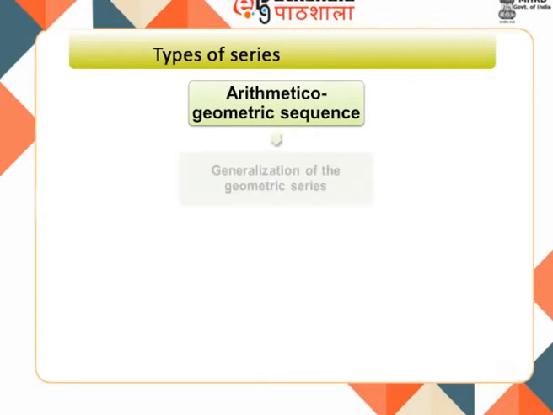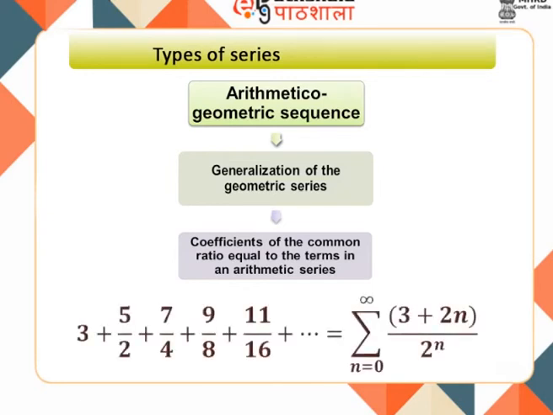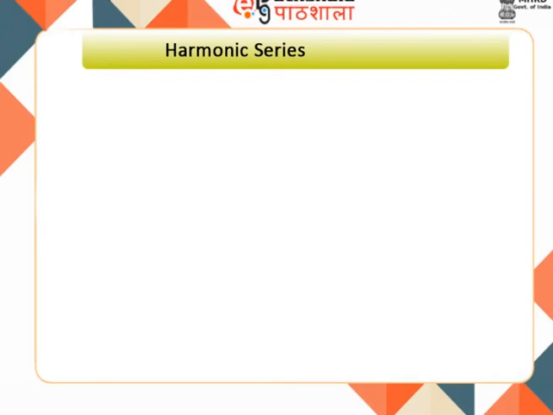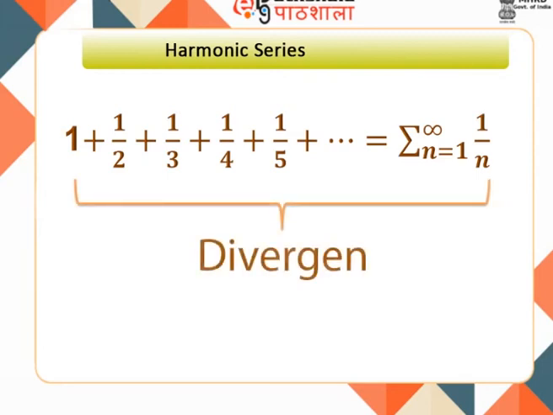Arithmetico-geometric series is a generalization of the geometric series which has coefficients of the common ratio equal to the terms in an arithmetic series. Example, 3 plus 5/2 plus 7/4 plus 9/8 plus 11/16 plus and so on is the summation of (3+2n)/2ⁿ, where n goes from 0 to infinity. The harmonic series is the series 1 plus 1/2 plus 1/3 plus 1/4 plus 1/5 and so on, equal to the summation of 1/n, where n goes from 1 to infinity. The harmonic series is divergent.